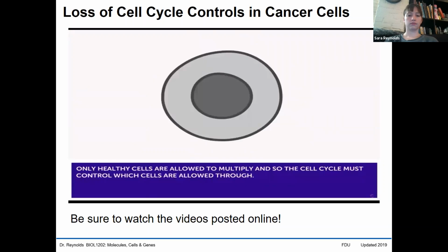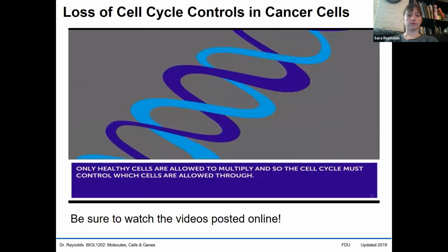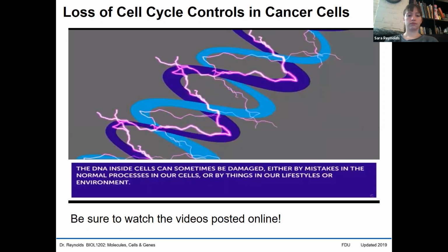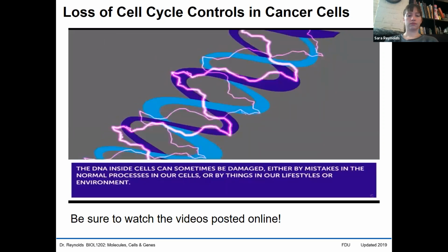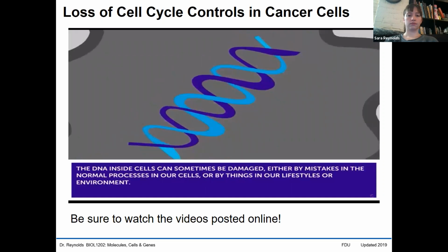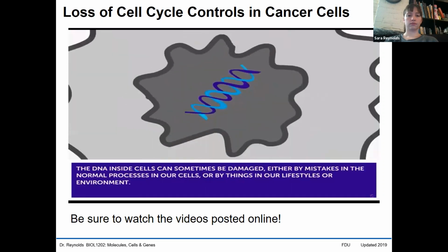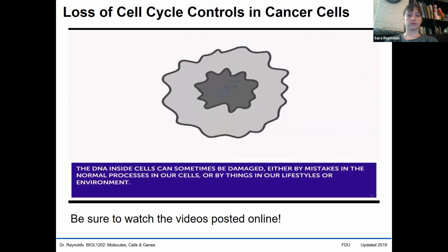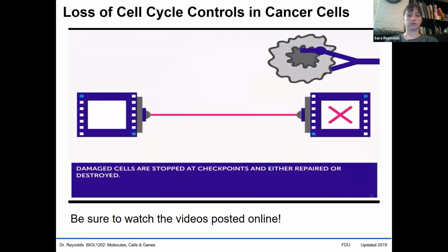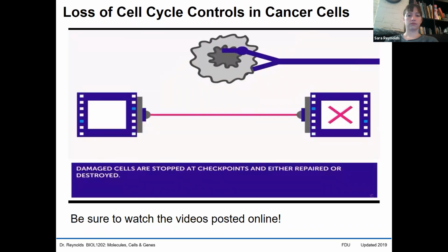Only healthy cells are allowed to multiply, and so the cell cycle must control which cells are allowed through. The DNA inside cells can sometimes be damaged, either by mistakes in the normal processes in our cells or by things in our lifestyles or environment. Damaged cells are stopped at checkpoints and either repaired or destroyed.